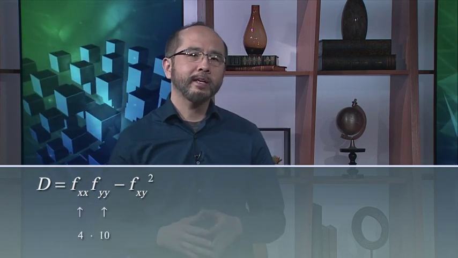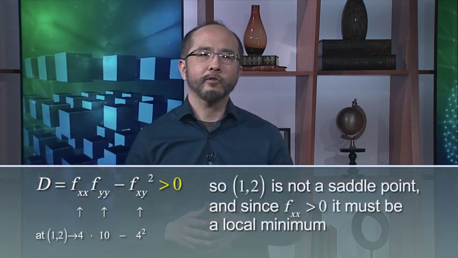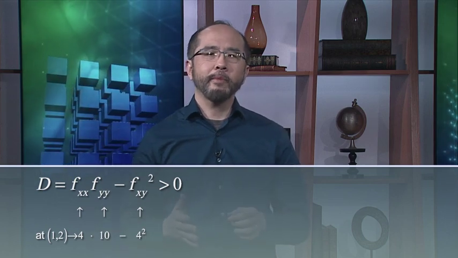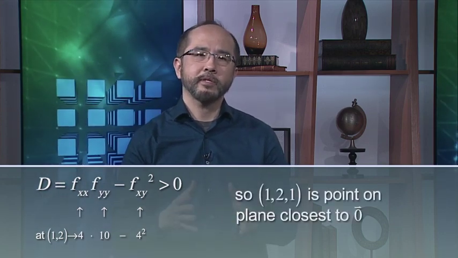Let's check the determinant of the Hessian, which is f sub xx, f sub yy minus f sub xy squared. If you calculate f sub xx, you'll get 4. For f sub yy, you get 10, and for f sub xy, you get 4. So 4 times 10 minus 4 squared is greater than 0. So 1, 2 was a local minimum as desired. If you think about how a point and a plane sit, you'll realize if you find a local minimum, it must be a global minimum as well. So 1, 2, 1 is the point on the plane closest to 0.